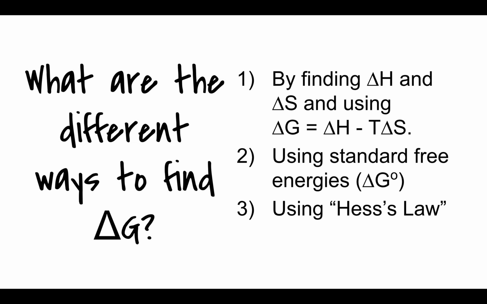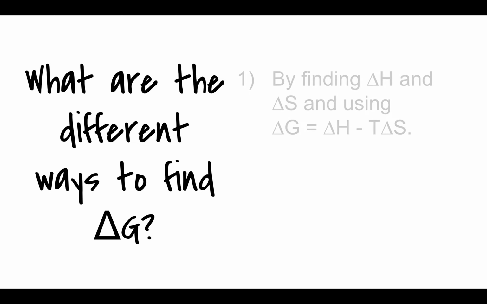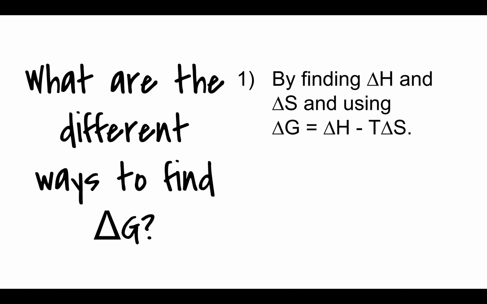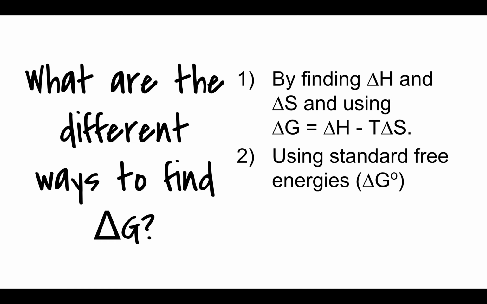So the first way that we can calculate delta G is by finding delta H and delta S separately and then plugging them in along with temperature to the equation delta G equals delta H minus temperature times delta S. The other way is by using standard free energy values, which are located in the back of your textbook in Appendix 2. And the third way is using those standard values for different reactions and the concepts of Hess's law. So I'm going to talk today about finding delta H and delta S using the Gibbs free energy equation, and Mr. Johnston is going to go through how to use delta G with the standard values.